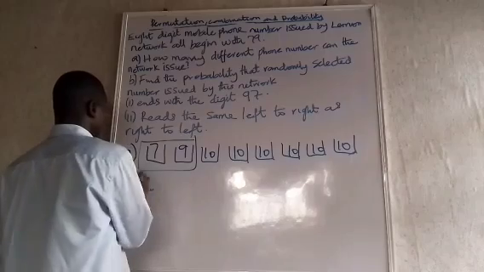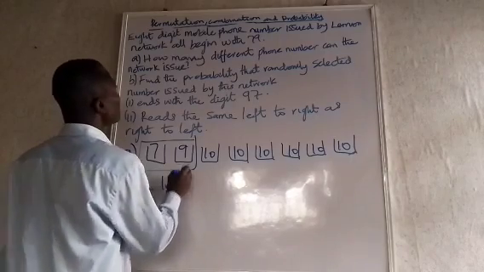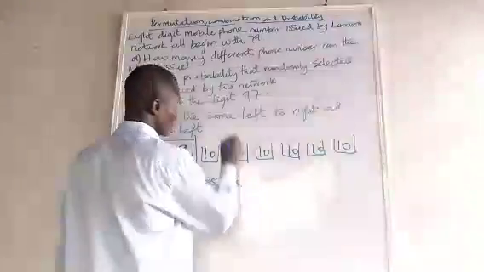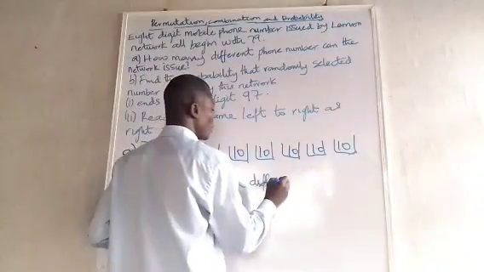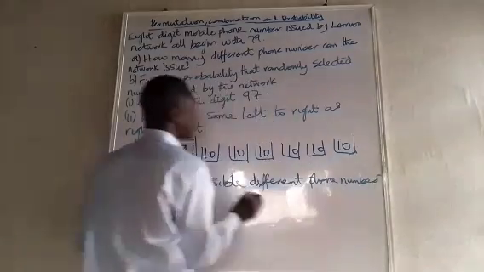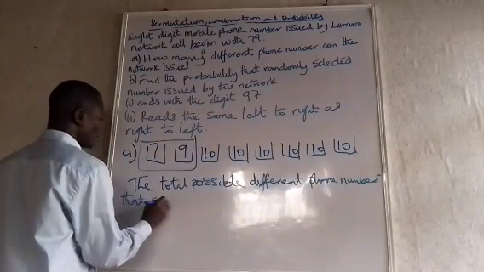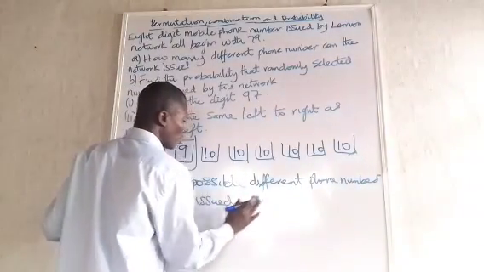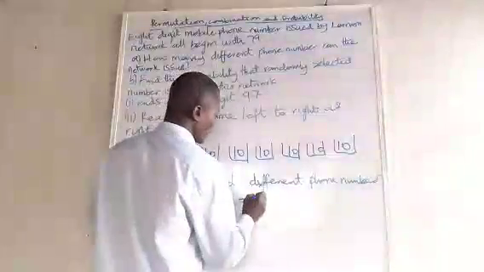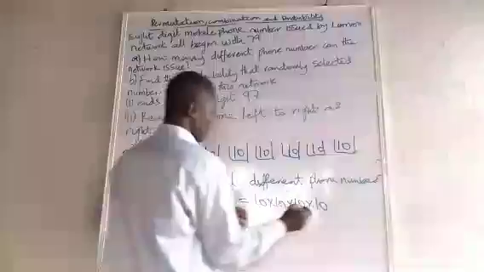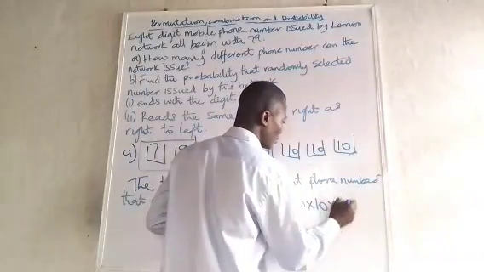So what do we have here now? The total number of possible different phone numbers that can be issued equals 10 times 10 times 10 times 10 times 10 times 10.